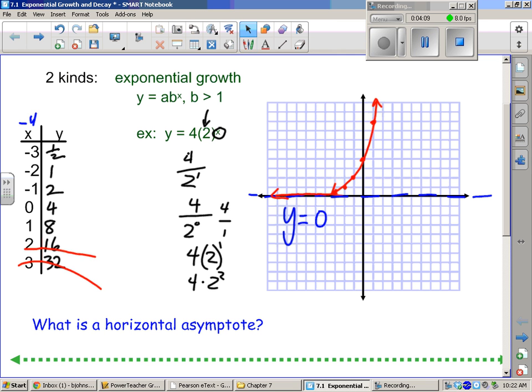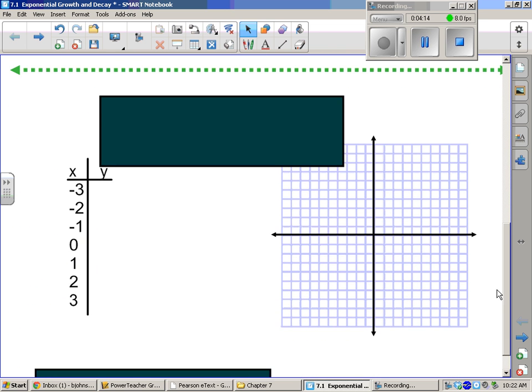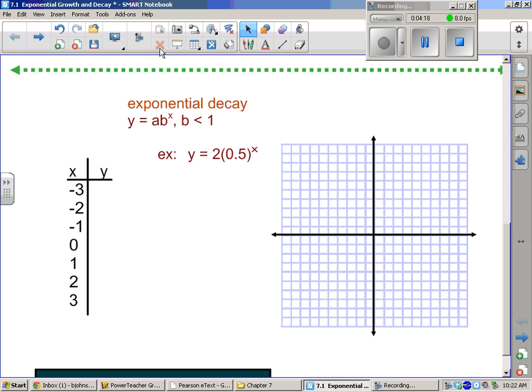Think of taking a piece of paper and cutting it in half. You can always have a little bit more to cut in half, so it never gets to nothing. Yeah, eventually we'd need a microscope to cut it, but... Very, very tiny scissors. Yeah. Okay, exponential decay. Alright, let's try another one here.